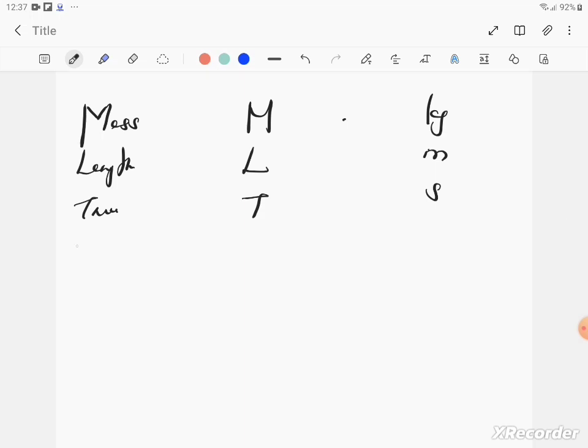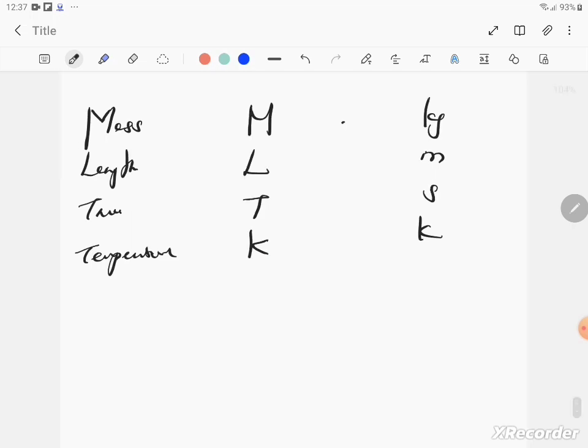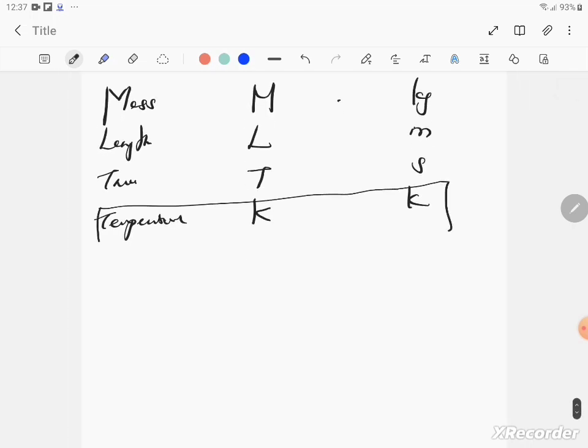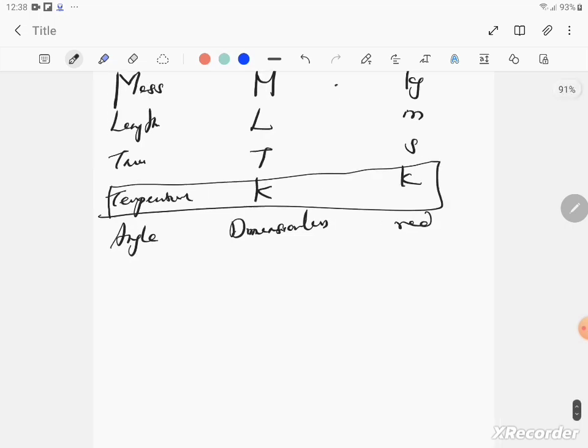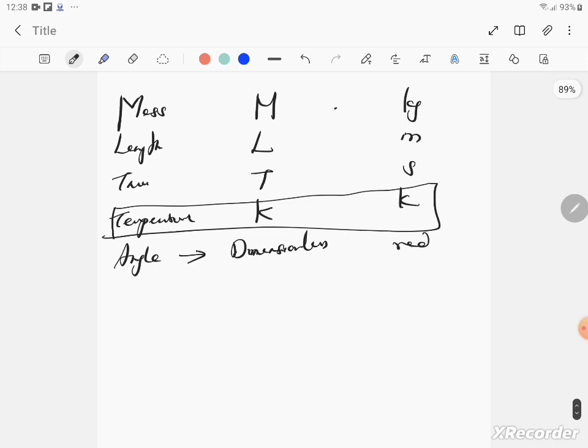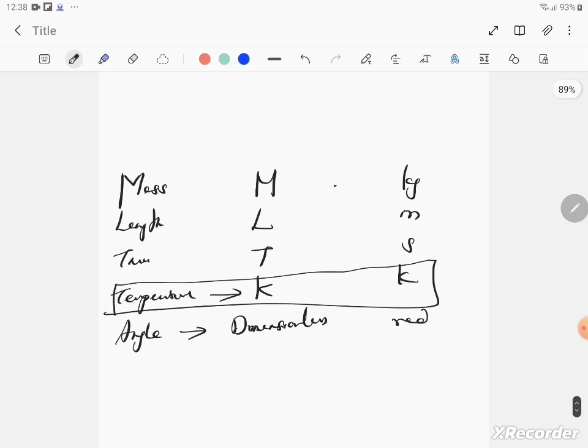Apart from that, you have temperature, whose SI unit is Kelvin, and its dimensional formula is also Kelvin. So these are all secondary, but you should know MLT. And regarding theta, angle: theta is dimensionless. This has no dimension, whereas its SI unit will be radians. The angle can be measured in terms of radians. You've got to remember this. And temperature is merely Kelvin. And mass, length, and time form the basis of everything.